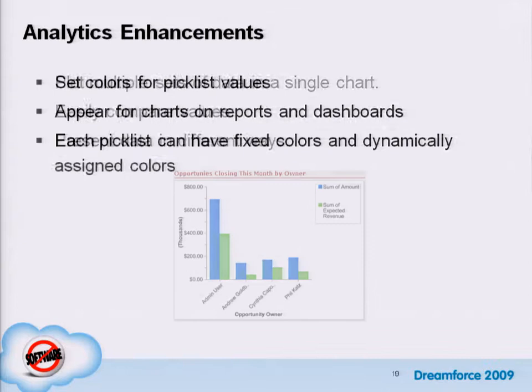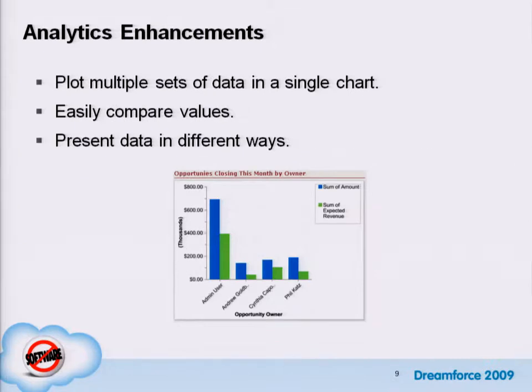Okay, so I'm sorry, if you go back real quick. So this allows you to not only track the sum of the amount on an opportunity by owner, but also the sum of expected revenue. So you're plotting two results on one chart. And you can have up to 3 columns on a column chart, or bars on a bar chart, or you can have a line on a column.